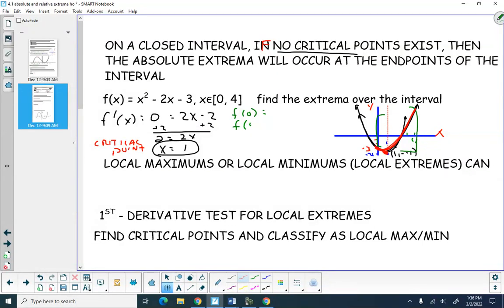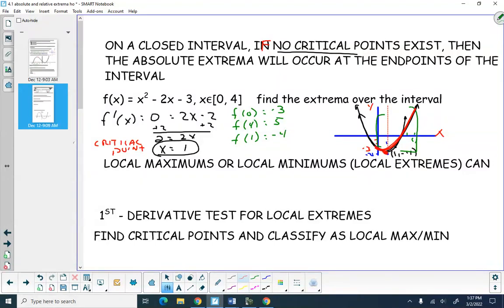So to find our local extrema on this interval, what we have to test is our endpoints and our critical point. We have our two endpoints and we have our critical point. Well, if I find my function value at 0, I get a value of -3. If I find my function value at 4, we get 16 minus 8 minus 3. So we have 16 minus 8, which is 8, minus 3. We have a value of 5. If I find my function value at 1, I have 1 minus 2 minus 3. I get a -4.